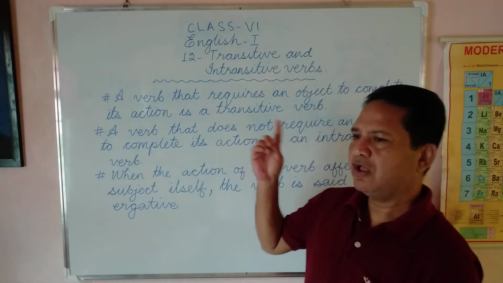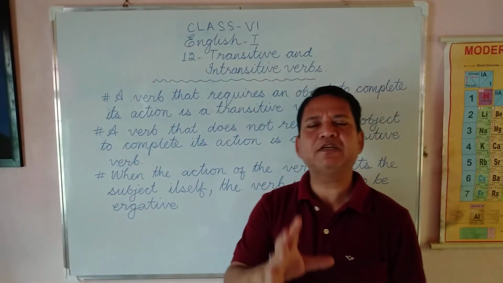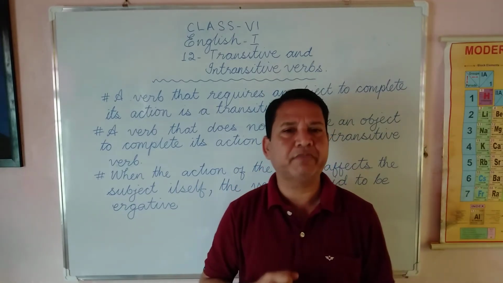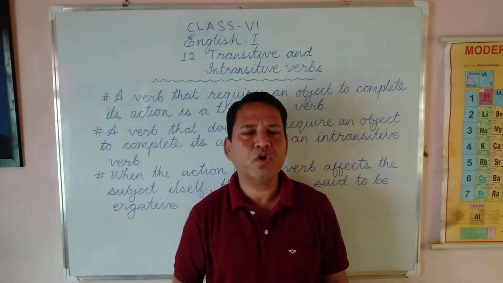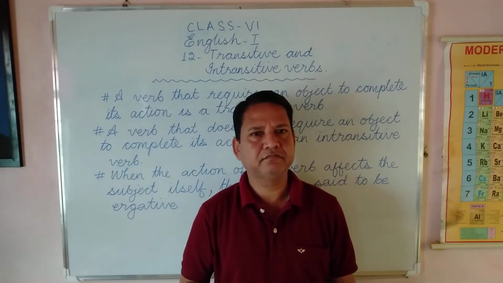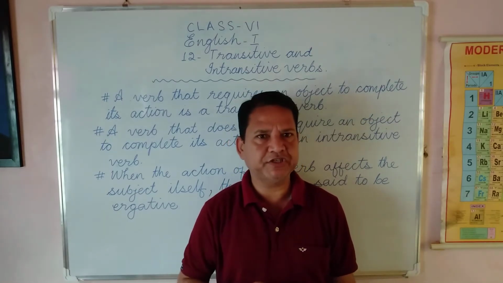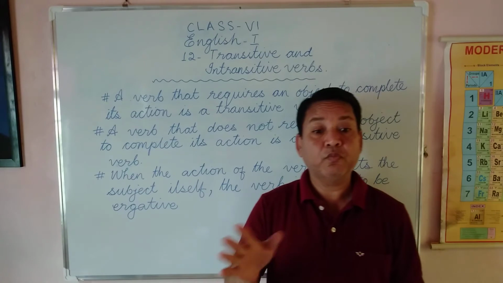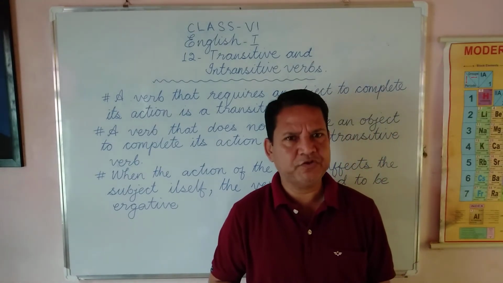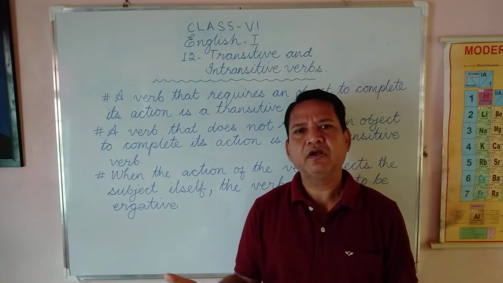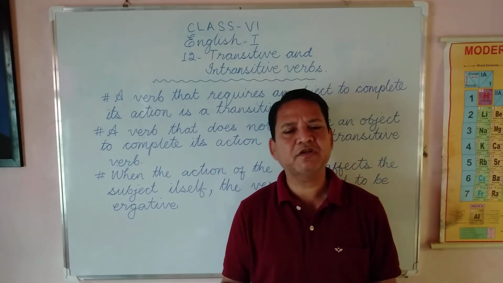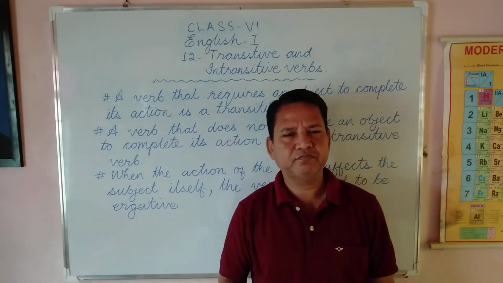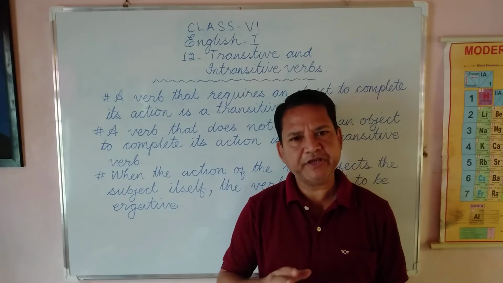So transitive, a verb which has an object. I am telling you the answer in a very short form so that it will be easy for you to learn, to remember. A verb which has an object is called transitive. When there is an object, it is transitive. A verb which does not have that object is called intransitive. When there is no object, it's called intransitive. The word is ergative when the action of the verb is reflected on the subject itself. Okay, this much.